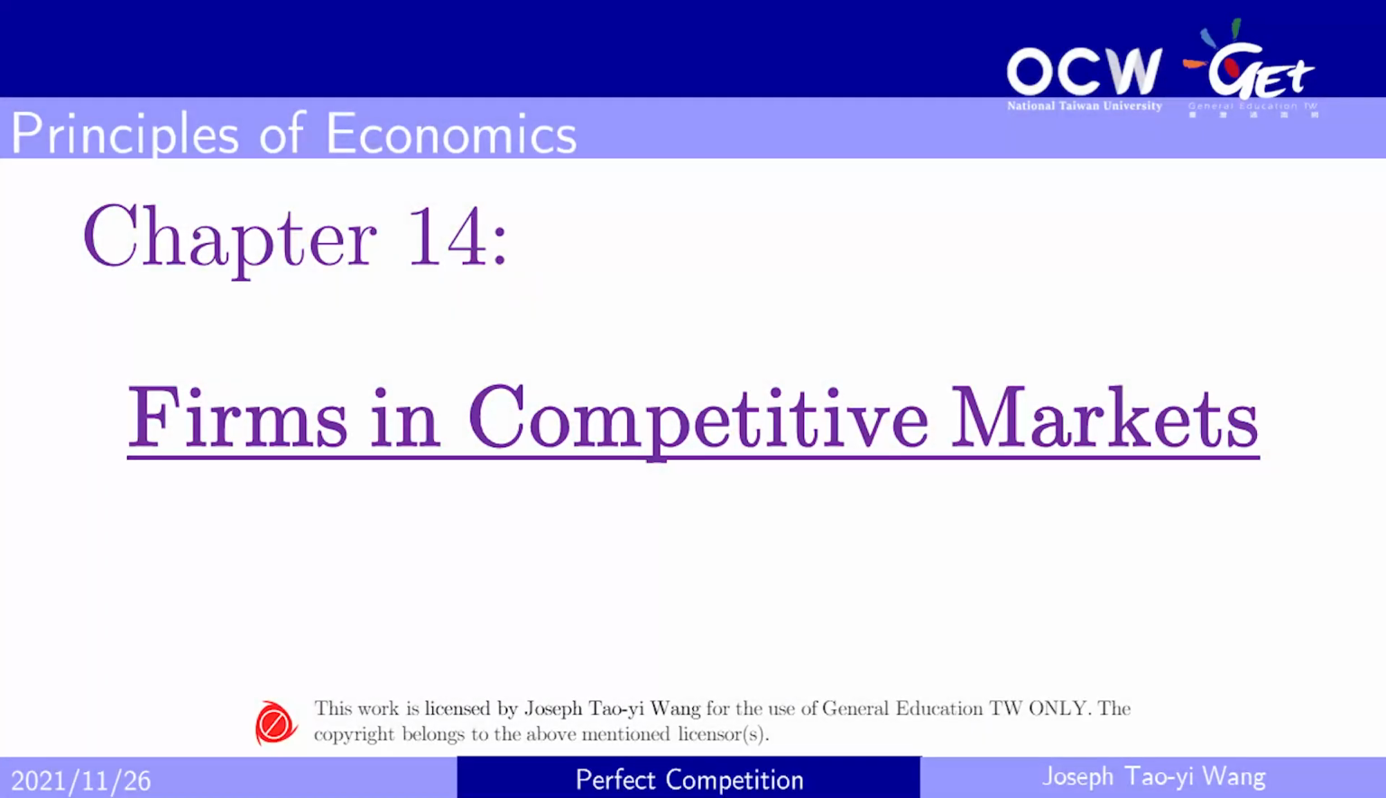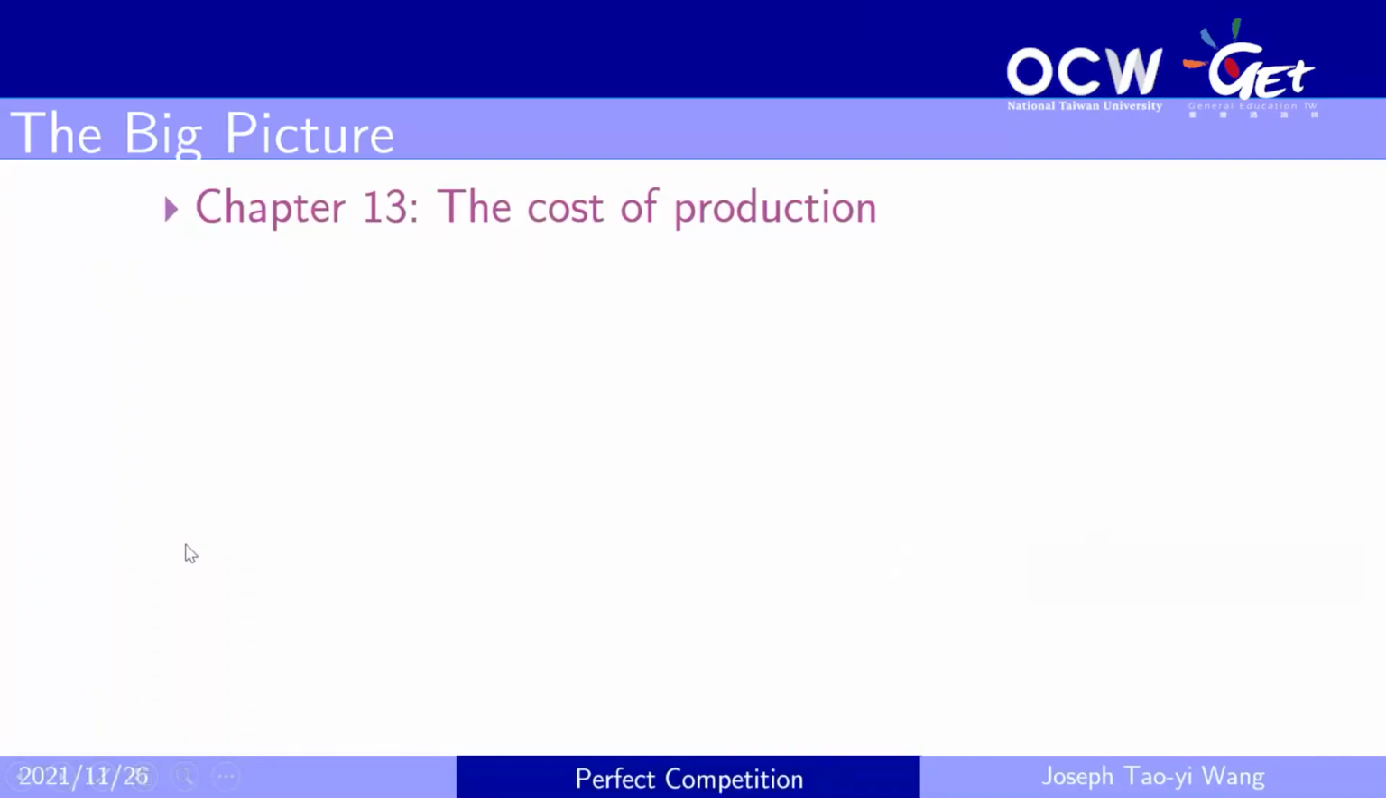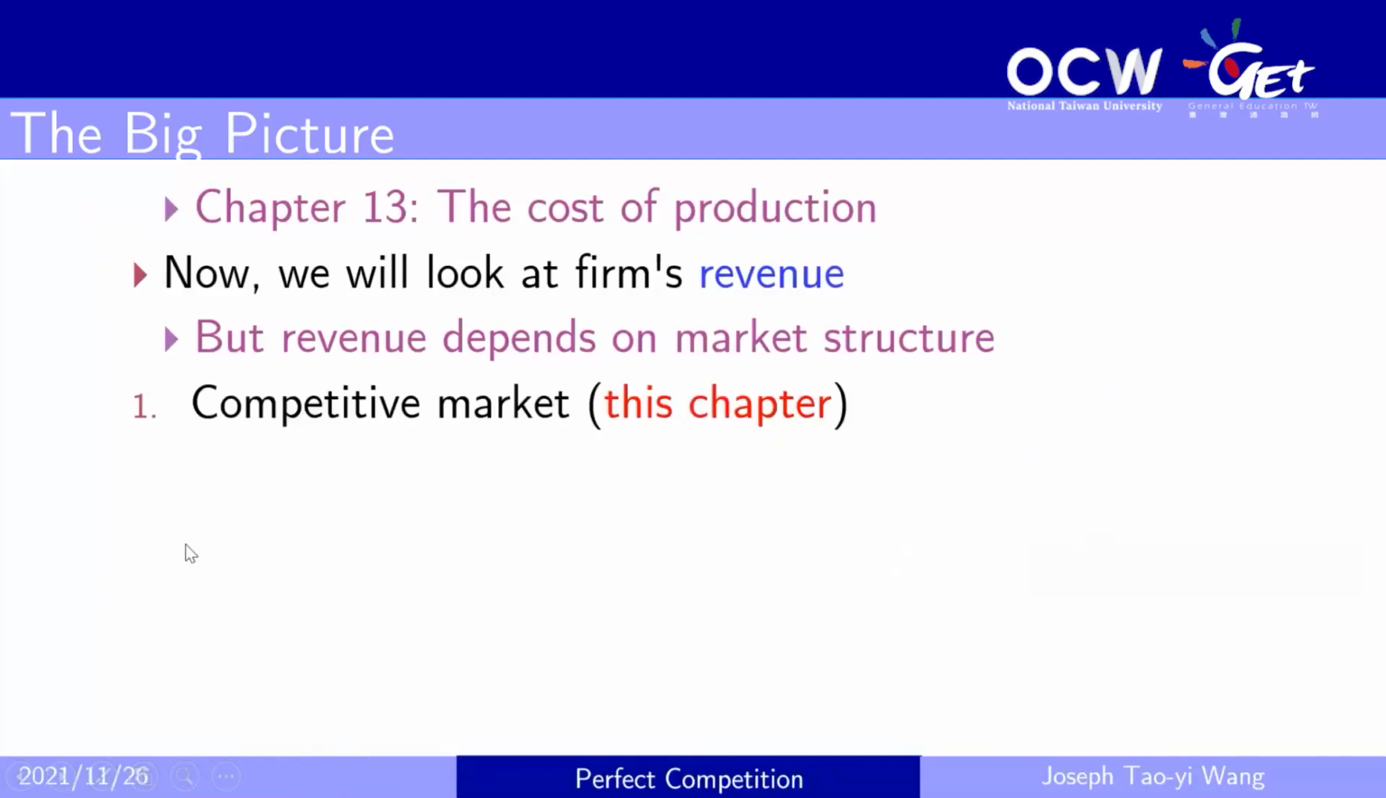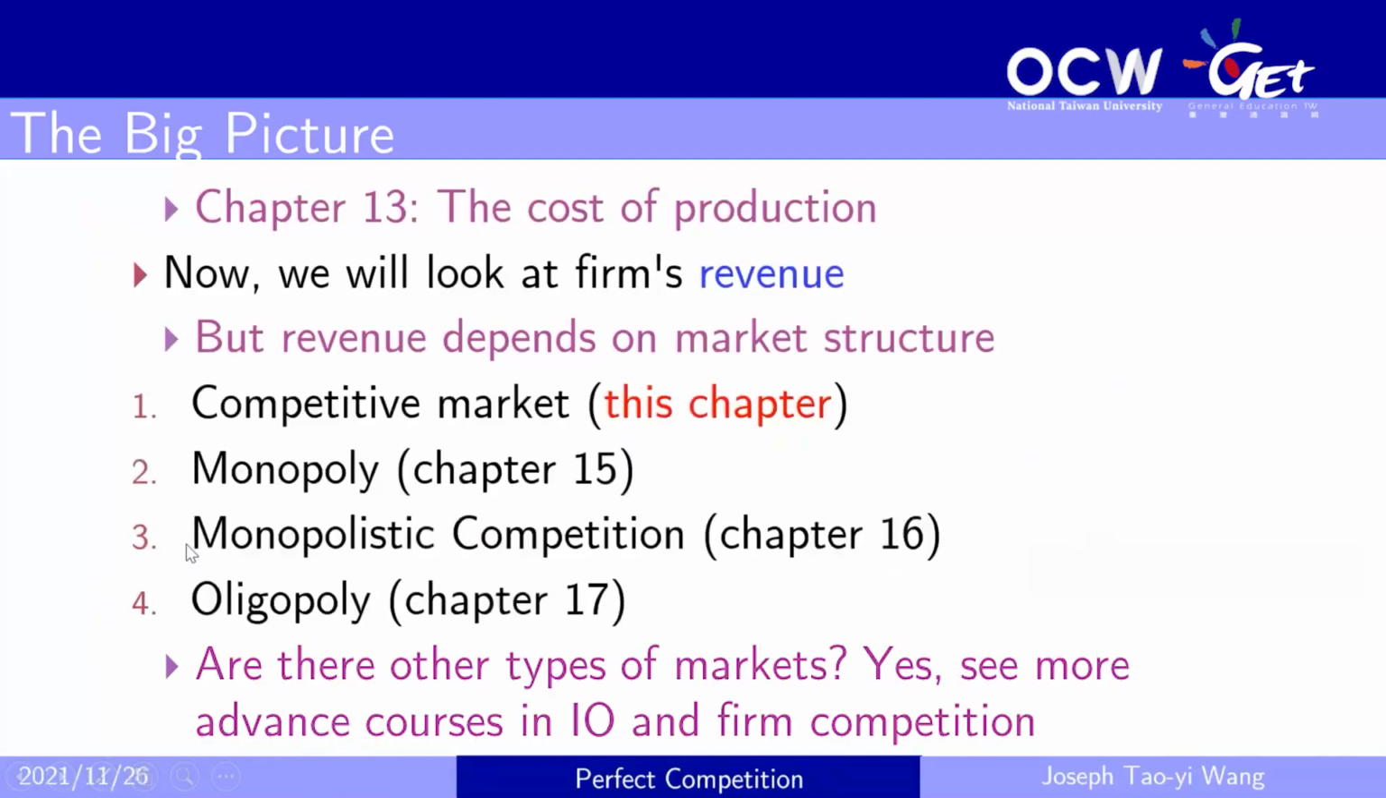Firms in competitive markets. As I just stated in the previous chapter, Chapter 13 is the foundation for the next 4 chapters. This chapter is on competitive markets, and we'll talk about monopoly in the next chapter, and then monopolistic competition and oligopoly. So we learned about the cost side, now we look at the revenue side. So this market is the competitive market. That's where there's a lot of competition, or when you have perfect substitutes. Monopoly is the opposite. That's when there's no competition.